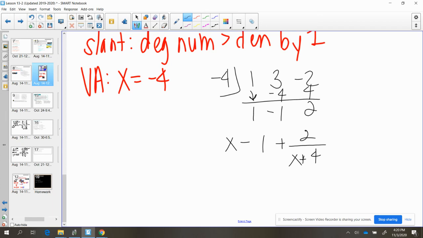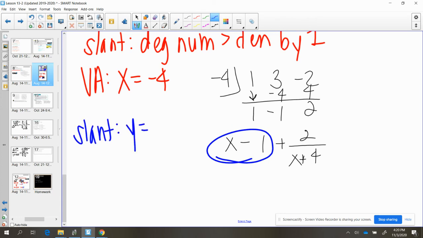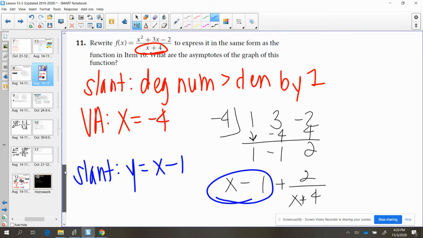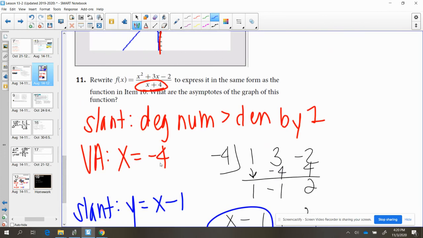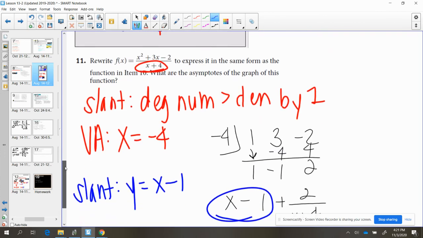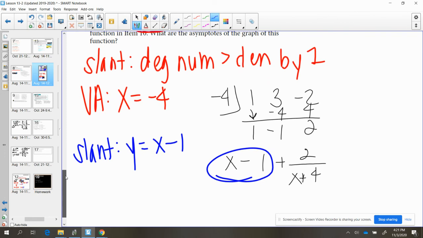So now we can see this first part here is going to be where our slant asymptote is occurring at y equals x minus 1. And again, we could check that by graphing the original here and graphing then that line to see did that in fact work out. Okay.